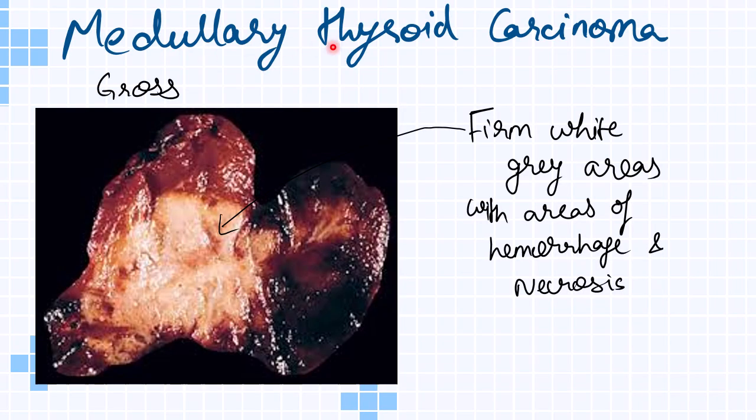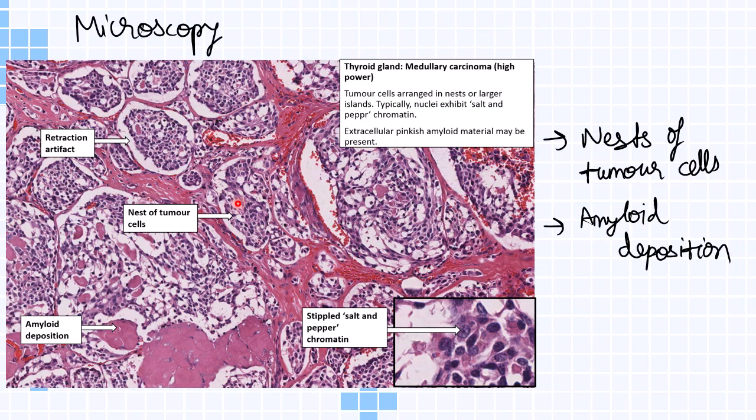Now let's move on to medullary thyroid carcinoma. Grossly, the tumor appears firm and gray-white. Areas of hemorrhage and necrosis are also present. Now let's examine the microscopic features. On microscopy, tumor cells are arranged in nests, as you can see in this image. Another characteristic finding is amyloid depositions between these nests of tumor cells. These two features are commonly seen in medullary thyroid carcinoma.